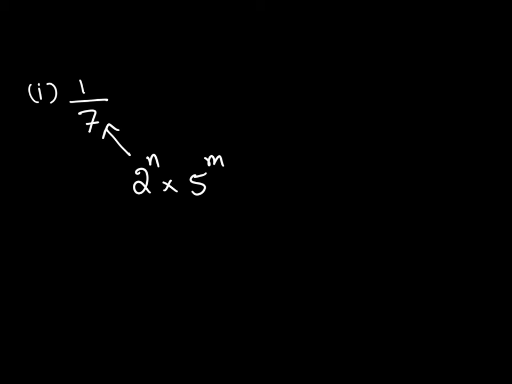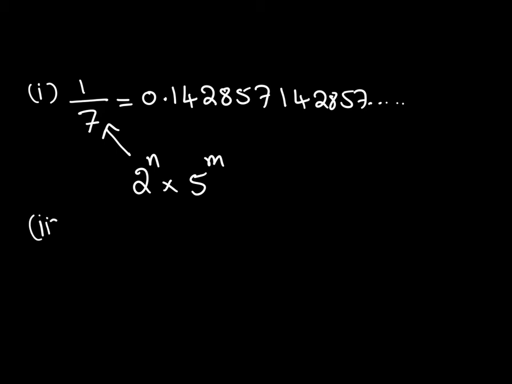Since it is not a product of 2 and 5, definitely this will not be a terminating decimal. And if you do the decimal expansion of 1 over 7, you will find that it is 0.142857, and it repeats 142857, and it goes on. So just by looking at the prime factors of the denominator, whether they are a product of 2 and 5, we can determine whether the fraction is going to give us a terminating decimal or a non-terminating decimal.